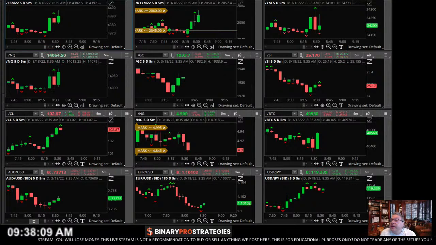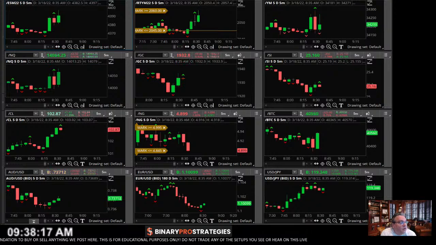Once again, do not try to trade all these indices. Just stick with one that you like. My two favorites are going to be the ES and the RTY. But they're all good. NQ's good. YM is good.